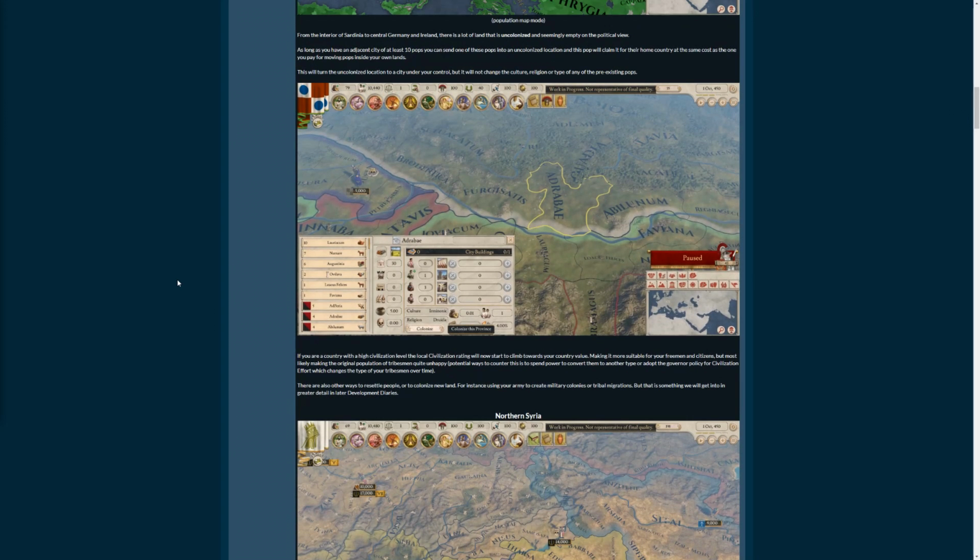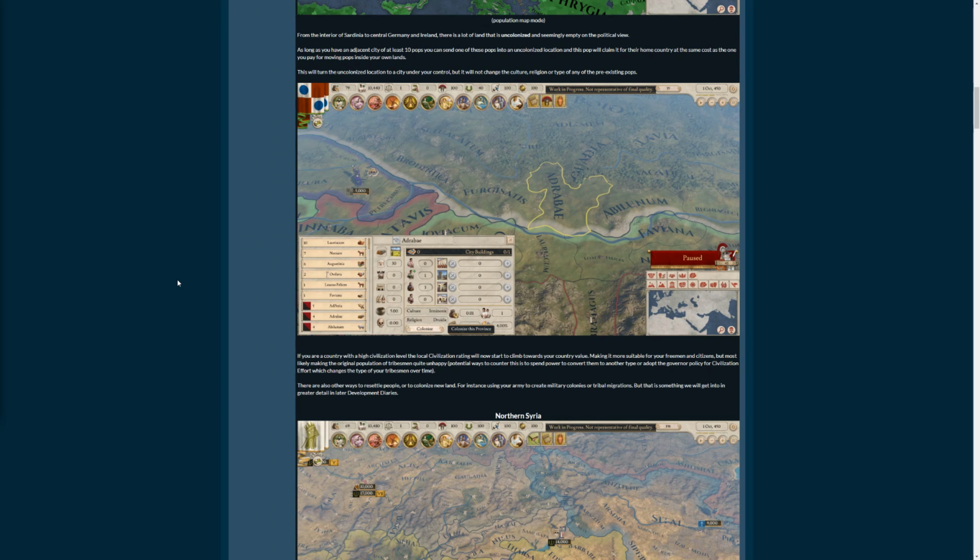From the interior of Sardinia to central Germany and Ireland, there is a lot of land that is uncolonized and seemingly empty on the political view. As long as you have an adjacent city of at least 10 pops, you can send one of these pops into an uncolonized location, and this pop will claim it for their home country at the same cost as you pay for moving pops inside your own lands. That's not too bad. This will turn the uncolonized location into a city under your control, but it will not change the culture, religion, or type of any pre-existing pops. So it's a very interesting way to spread, because you could very specifically tell who to go there.